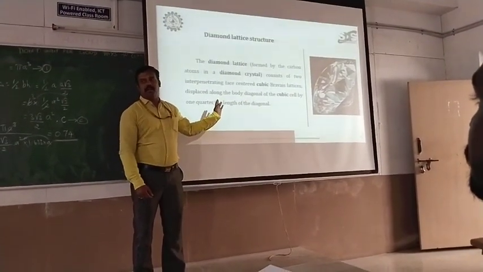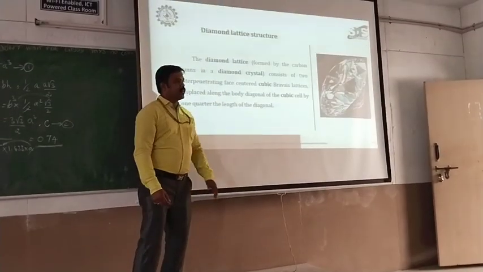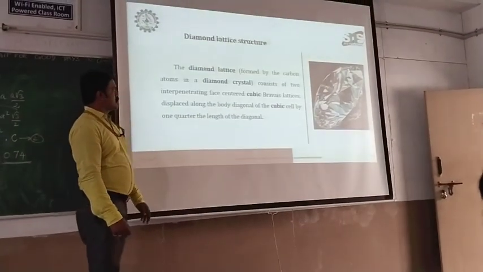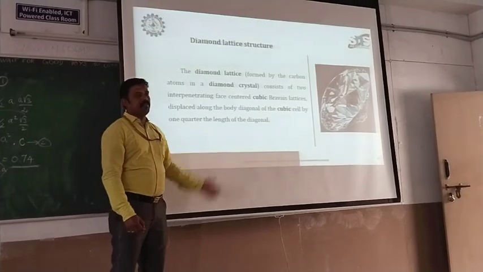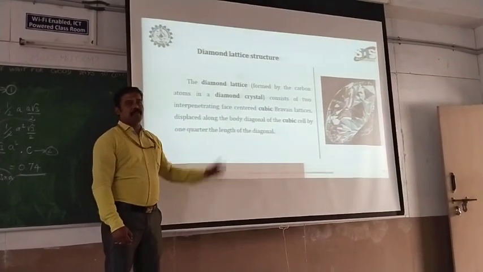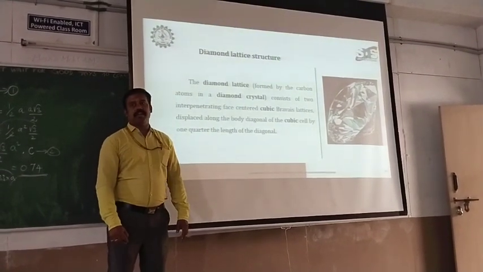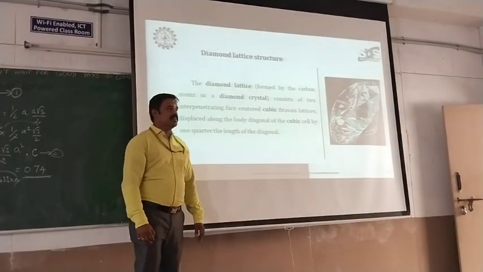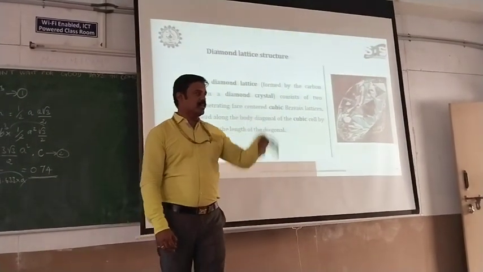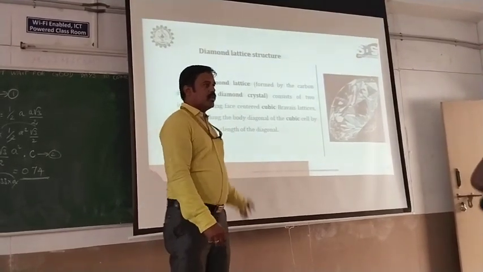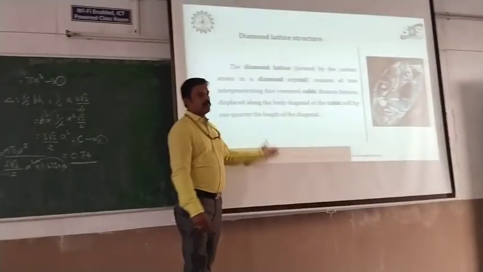It's a diamond lattice structure, right? The diamond lattice structure is different from the other types of structure. It's a special type of crystal structure, because it is not mentioned among the 7 types of crystal systems. So this is a special type.